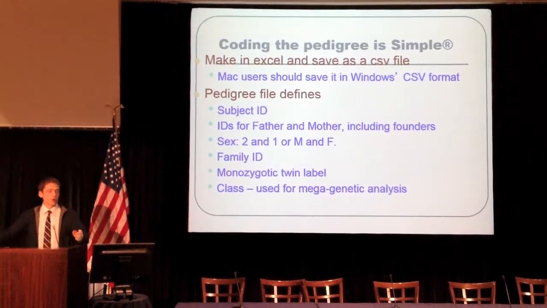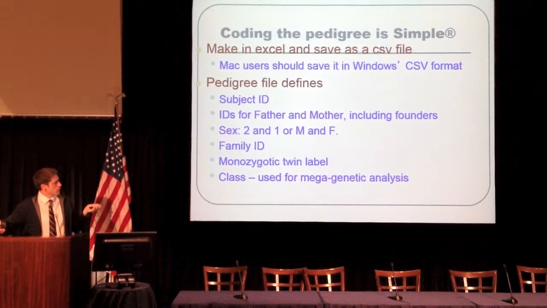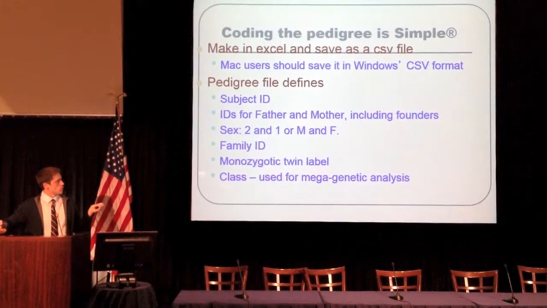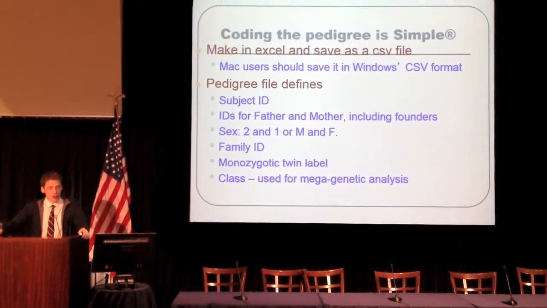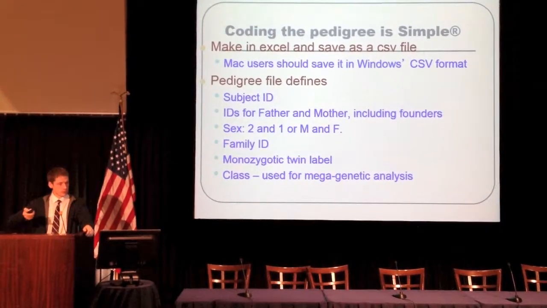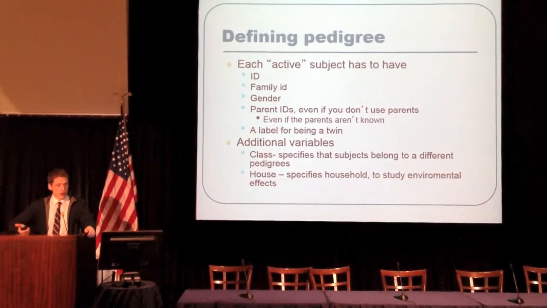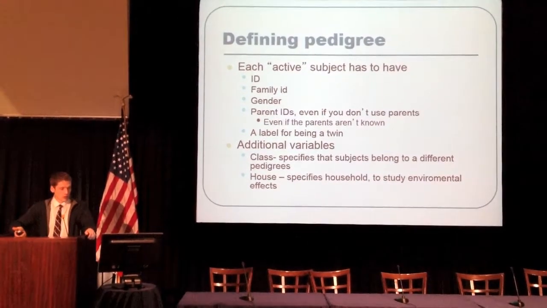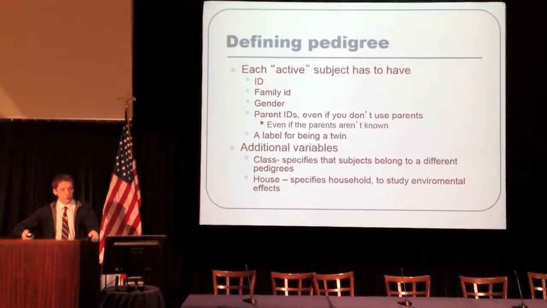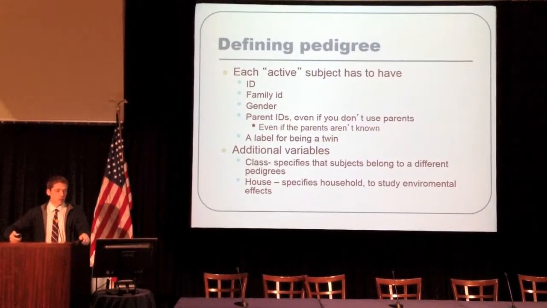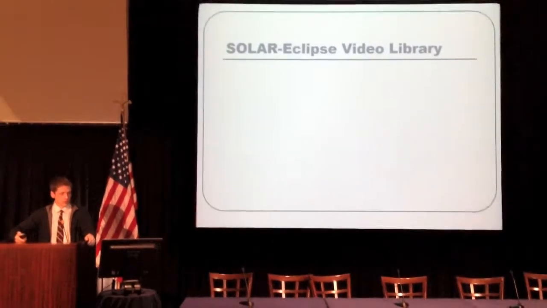Another optional parameter is called class, and that's used for mega-genetic and meta-genetic analysis, to give Solar some knowledge that the data actually comes from separate pedigrees. So again, each active subject has to have an ID, family ID, gender, and parents' IDs. And those additional variables include class and household, or family ID, which specifies the common environmental influences.